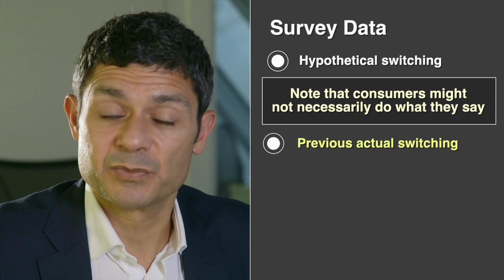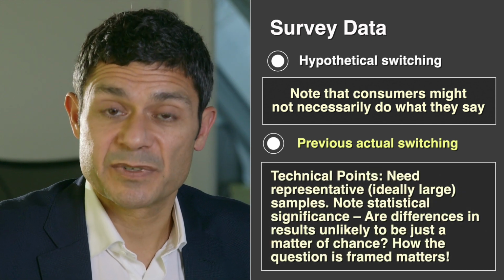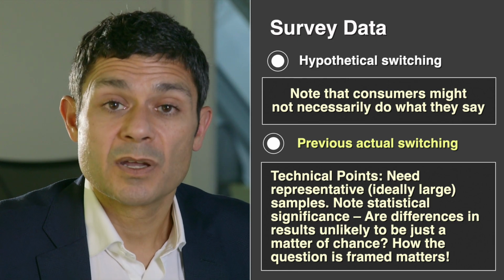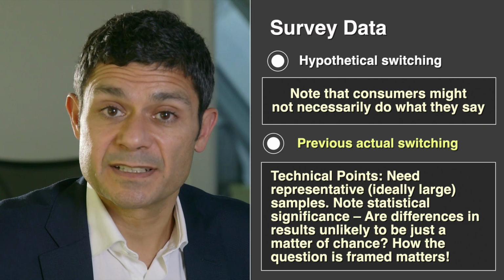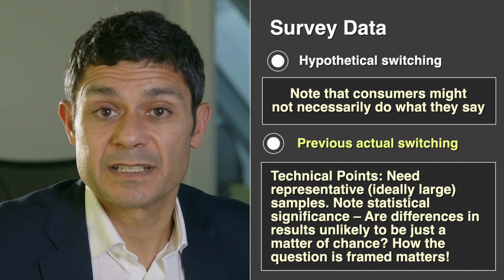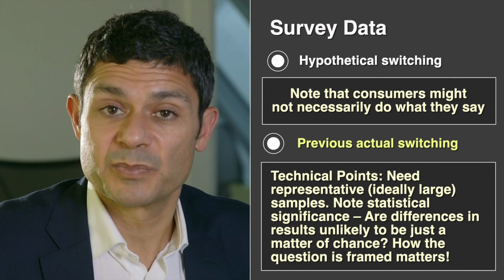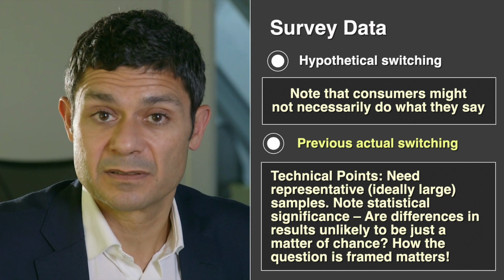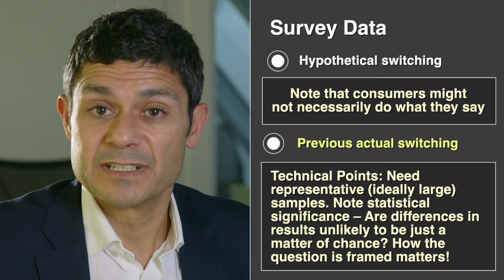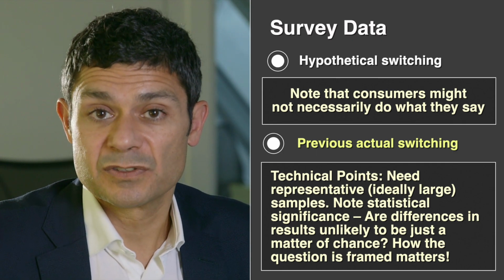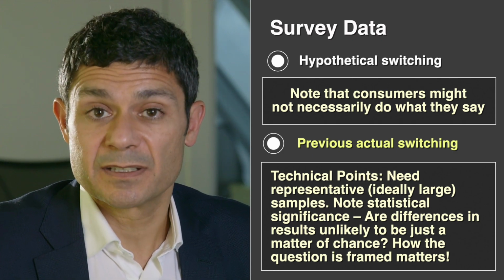A final point to note with survey evidence is that ideally we would have a large and representative sample. Where there are differences, we would also want to know whether they are statistically significant. That is to say, not determined purely by chance, and the survey company should be able to report that information. Another point to watch is that how questions are framed can really matter. So questions should not be designed in a way that leads the consumer to give a particular answer.